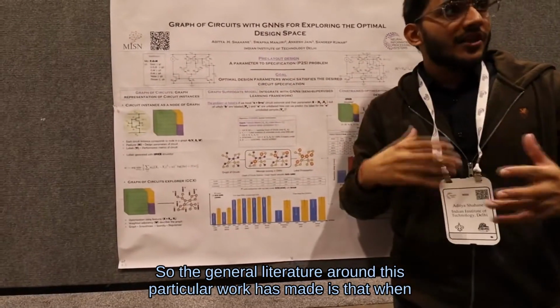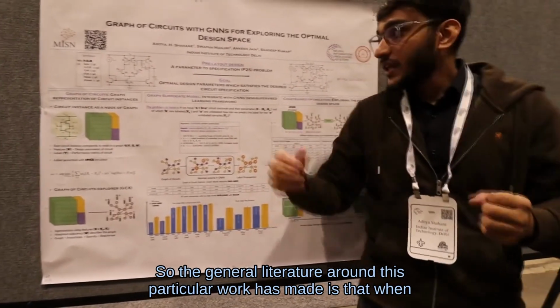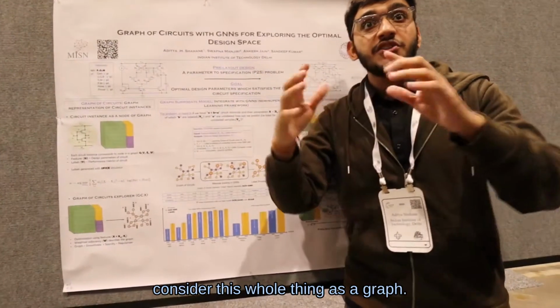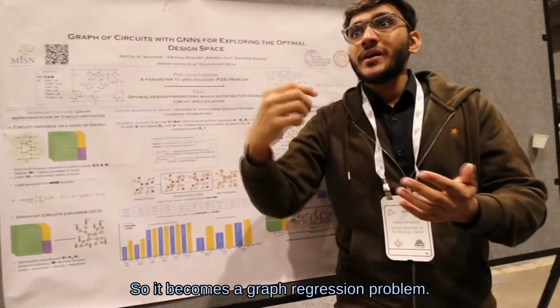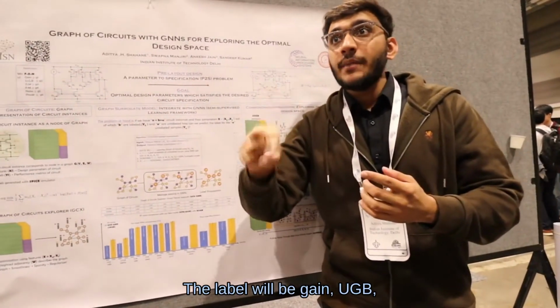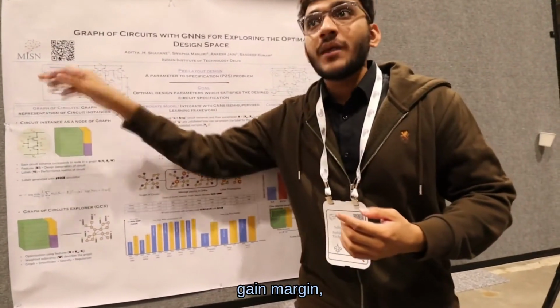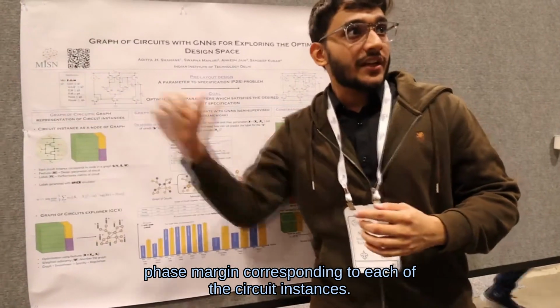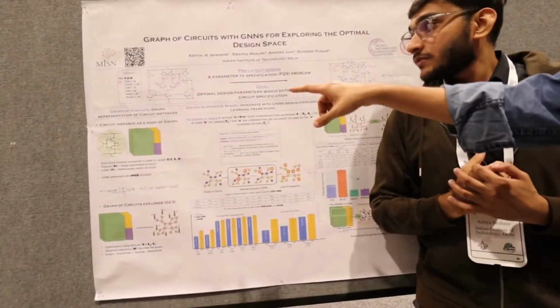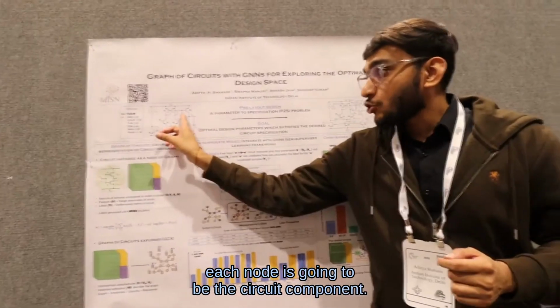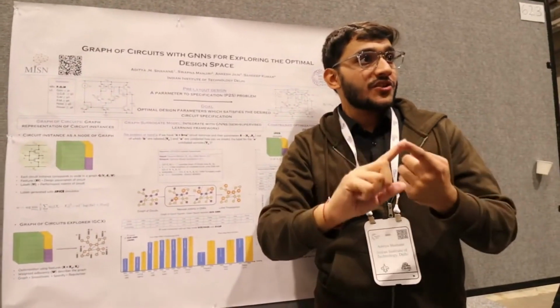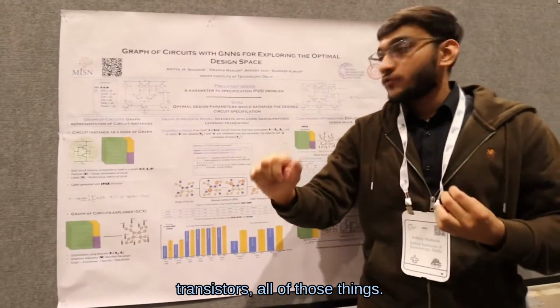The general literature around this work is that when you have this particular schematic, consider this whole thing as a graph. So what you do is make multiple such graphs. So it becomes a graph regression problem. The label will be gain, UGB, gain margin, phase margin, corresponding to each of the circuit instances. I have a question about the creation of the graph. What are the nodes and what are the edges? According to the literature, each node is going to be the circuit component, resistance, capacitance, transistors, all of those things.